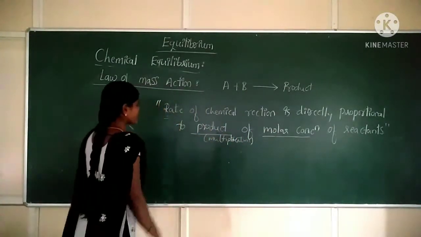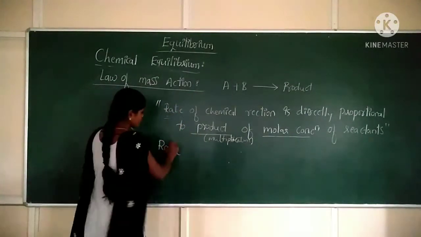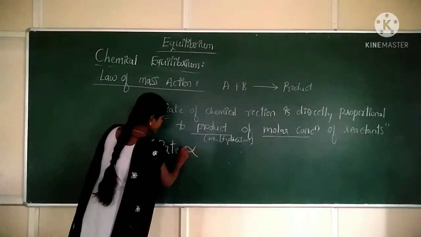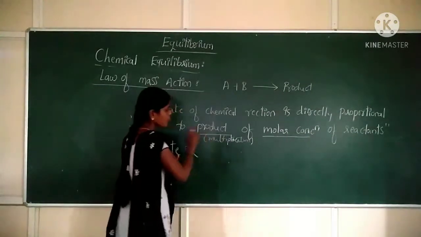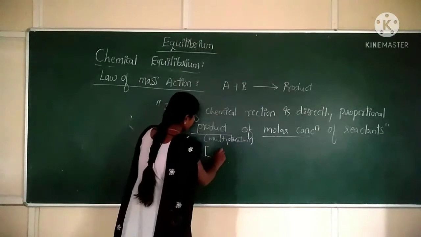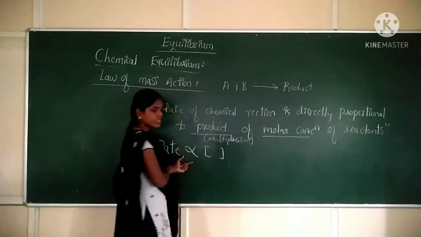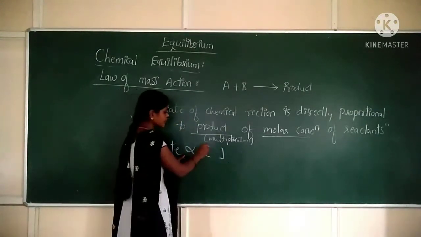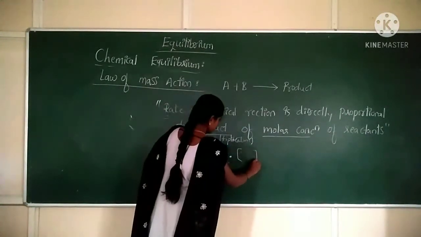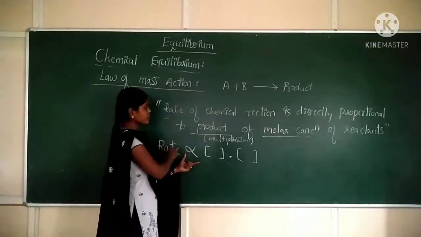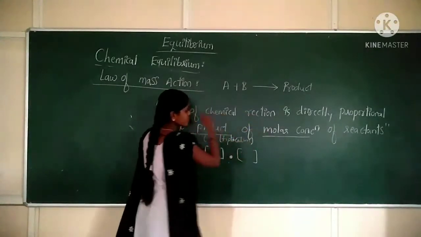Write it in terms of a mathematical expression. So what is the statement? The rate of a chemical reaction is directly proportional to the molar concentration. We use square brackets for the concentration term. The rate is directly proportional to the product, which means multiplication, of the molar concentration of the reactants.